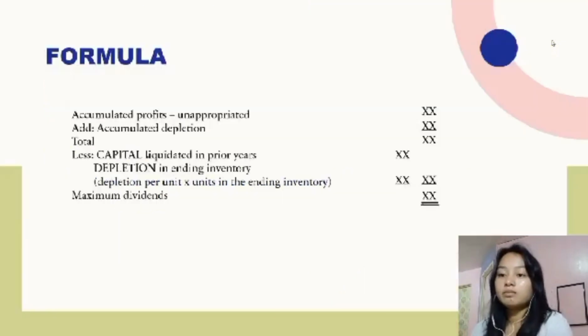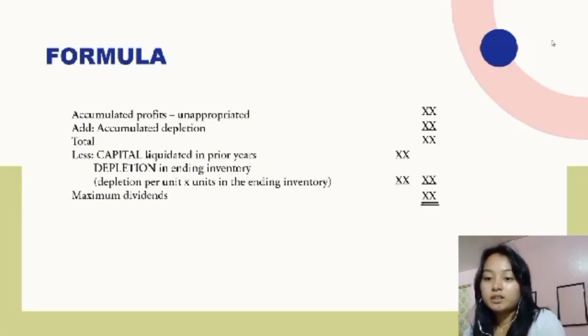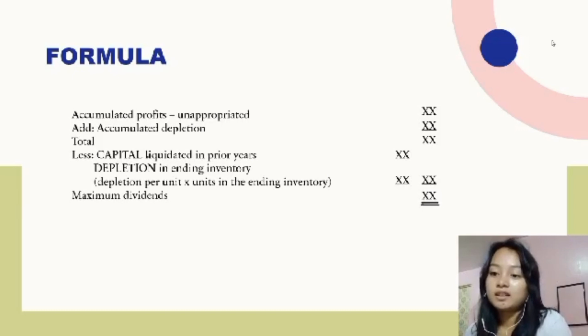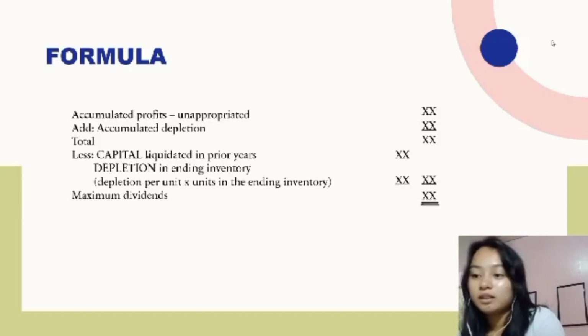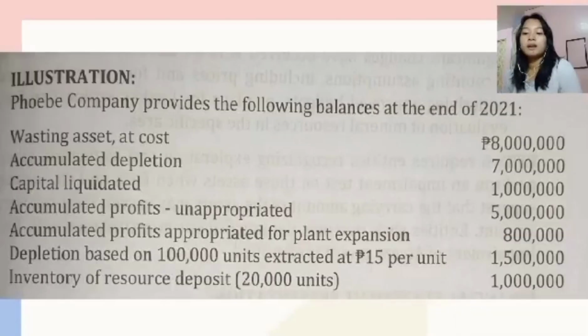We have here the formula: the accumulated profits unappropriated, plus accumulated depletion, and the total. Then subtract capital liquidated in prior years, and depletion in ending inventory, which is depletion per unit times units in the ending inventory, and the total is the maximum dividends. So we have here an example illustration.